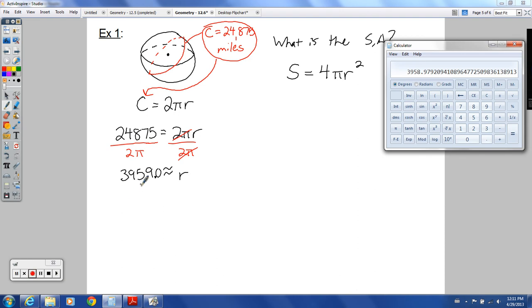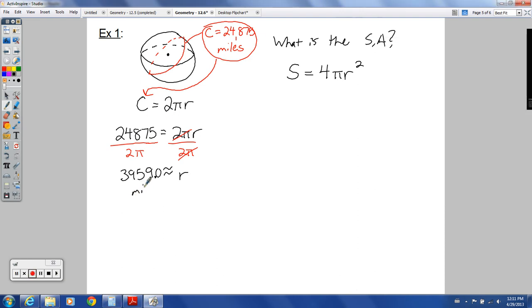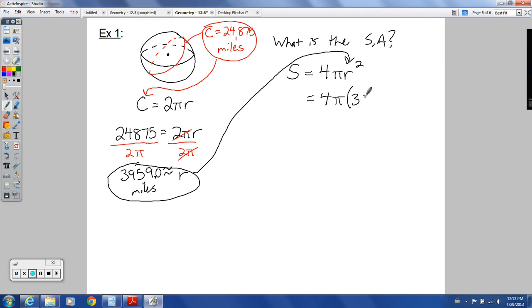So this is in terms of miles. So this many miles is my radius. Now I'm going to take that value and plug it in up here. So it's flowing from here. I figured out the radius. Now I'm going to flow up to here and figure out my surface area. So I have this, and then I'm going to plug in this. This is approximately now because I rounded that off a little bit.